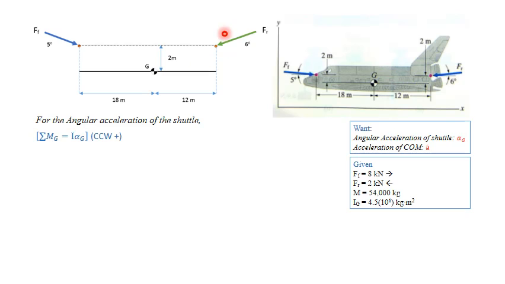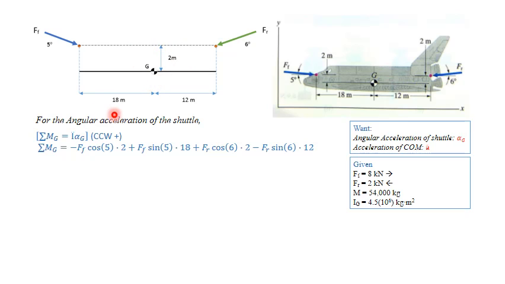Let's start with determining the sum of moments about the center of mass G. So there are going to be moments created by these forces over here. So what we're going to do is simply resolve these forces into the x and y components and determine the moments they create about G.